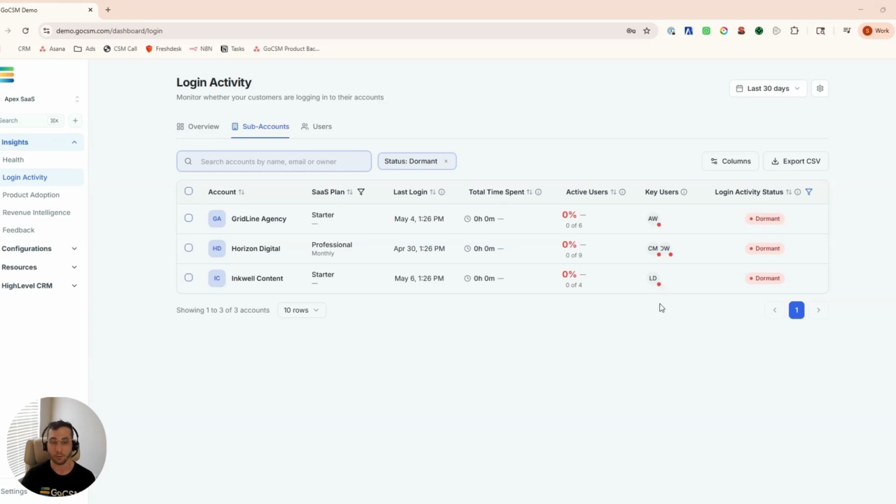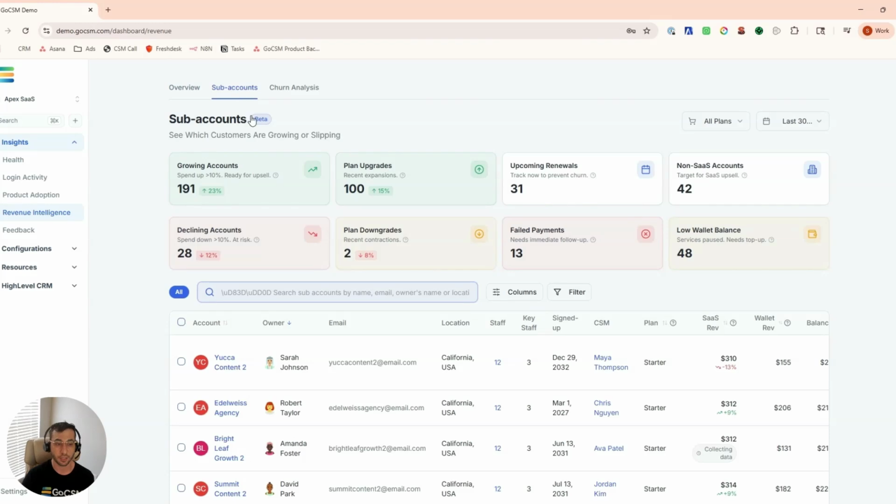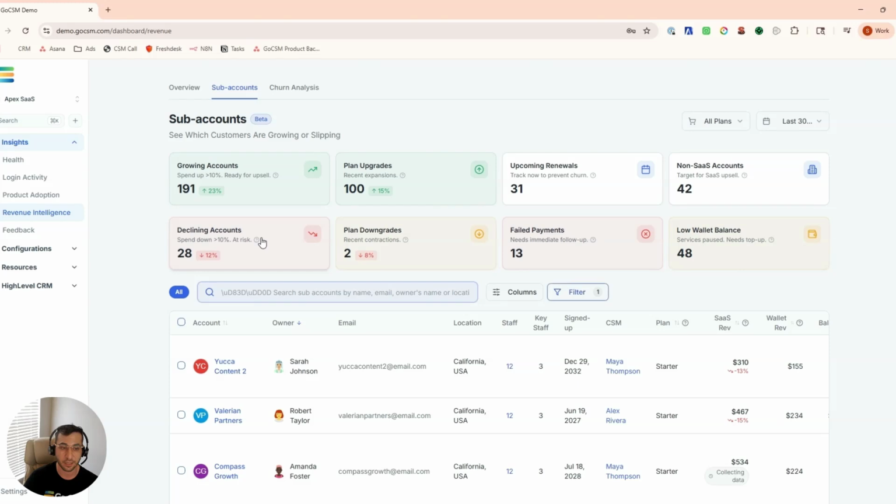The third part is going to be revenue intelligence, particularly under sub-accounts. You can see these cards, and all of these cards are clickable. If you click on declining accounts, it's going to filter all of the declining accounts. Declining means they're spending less money with you. Maybe they downgraded, maybe they're spending less money through their wallet, maybe they canceled WhatsApp or WordPress or any of the add-ons for your plans. So it's definitely worth looking at that.